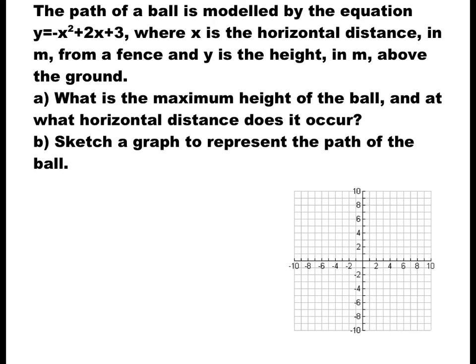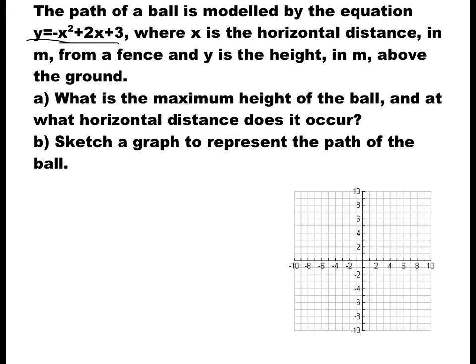The next example is a ball which is thrown upward, and the path of the ball follows this equation. First of all, you can see that a is -1, so the parabola opens downward, which makes sense. X is the horizontal distance in meters from a fence, and y is the height in meters above the ground. First, the question is: what is the maximum height of the ball, and at what horizontal distance does it occur? And the next part is to sketch the graph.